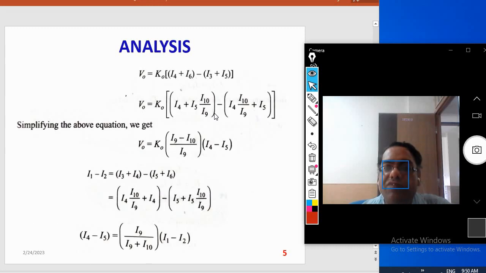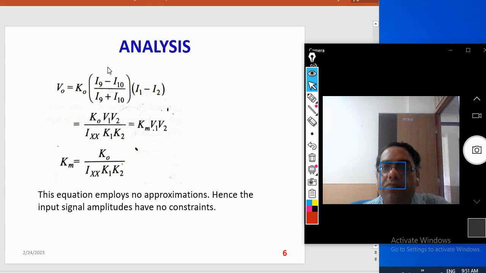After simplifying the above equation, this equation can be further simplified, we get like this. And this is just some algebraic manipulation of I1 minus I2 and I4 minus I5, we get like this. And finally the expression for output voltage after algebraic manipulation, we are getting this. And this can be further written as V0 equals Km into V1 into V2, where Km is given by this expression. That means this full term is denoted by Km.